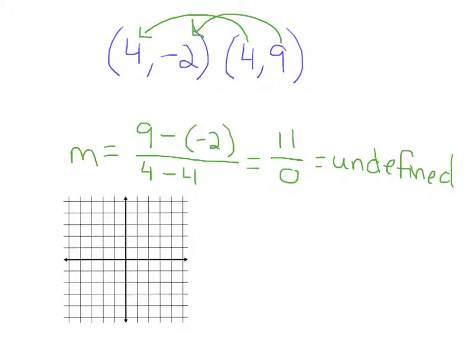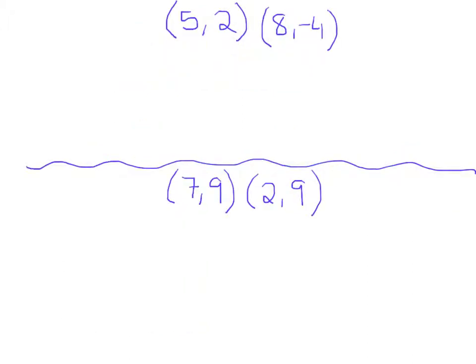And this makes sense because if you graph, let's see, go over 4, down 2, and then over 4 up 9, that would create a vertical line which has an undefined slope. Here are 2 more examples I want you to try on your own, so go ahead and pause the video and try them and then come back and check your answer.